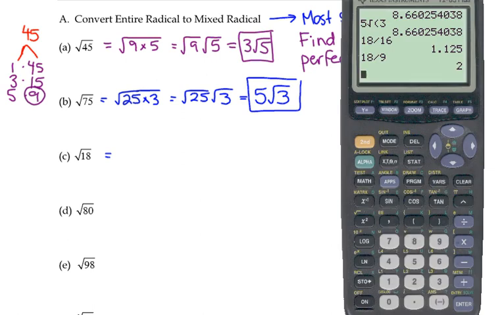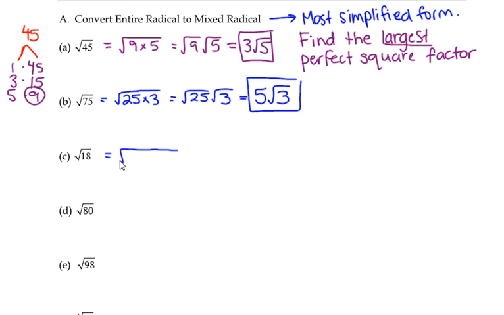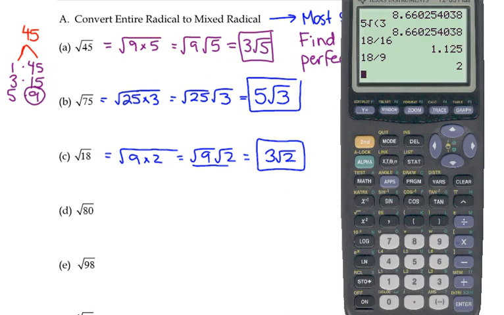Okay, so you should have seen that 9 is the largest perfect square that goes into 18. And so 9 times what equals 18? 9 times 2. So root 9 times root 2. Or you can even go straight to this step if you're okay with that. And square root of 9 is 3. 3 root 2. And then we plug it into our calculator, make sure we're correct. 3 root 2, root 18.